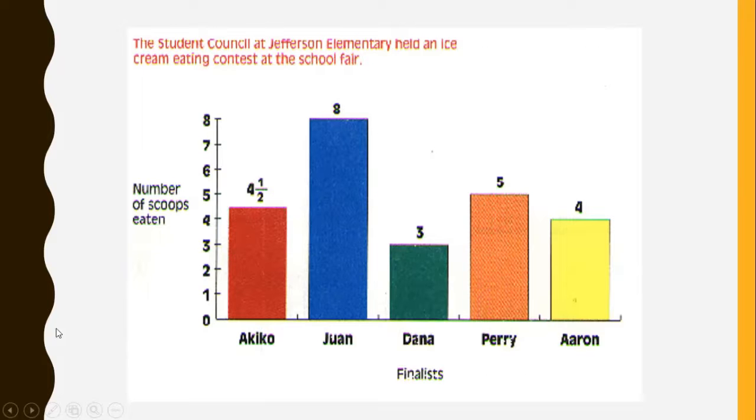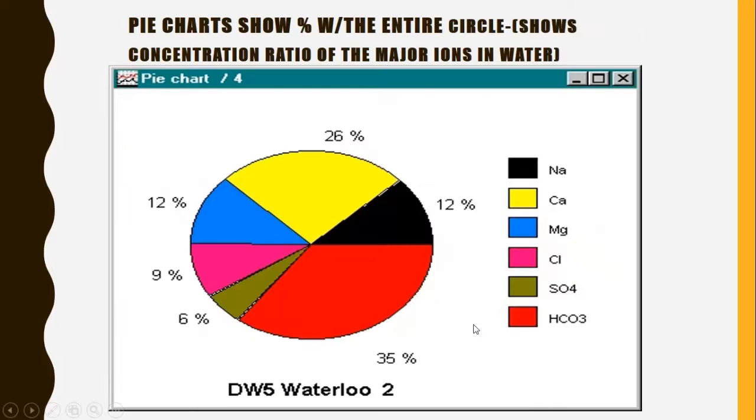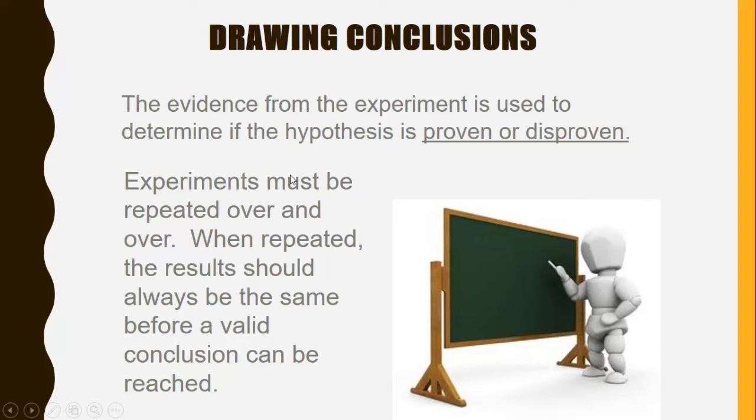Here's another graph. Again, this is the independent variable, so the numbers of scoops. These are the things that are changing. And then the dependent variables, these are things that are not changing. So the participants are not changing, but the numbers of scoops are changing. And there's another pie chart. There's another way to represent data.